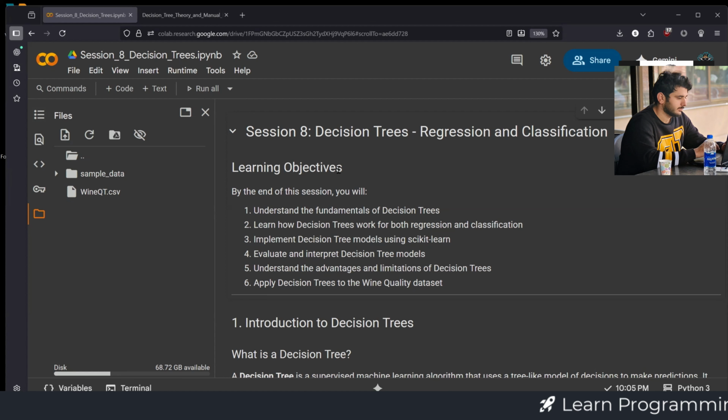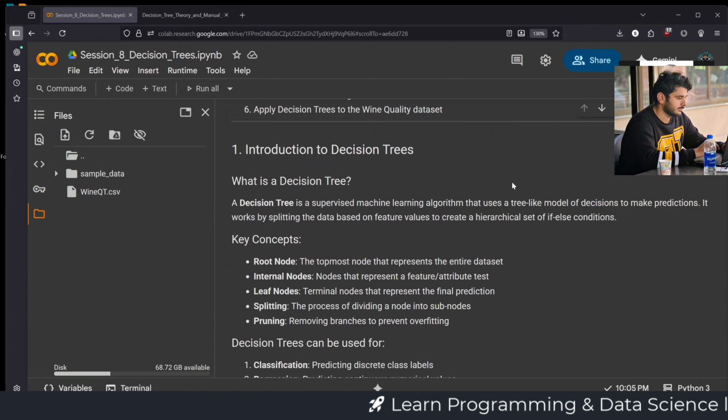Now in this session we are going to talk about a model that can deal with both kinds of problems. We have a model that can deal with the regression problem and it can also deal with the classification problem. The model we are going to talk about is decision trees.